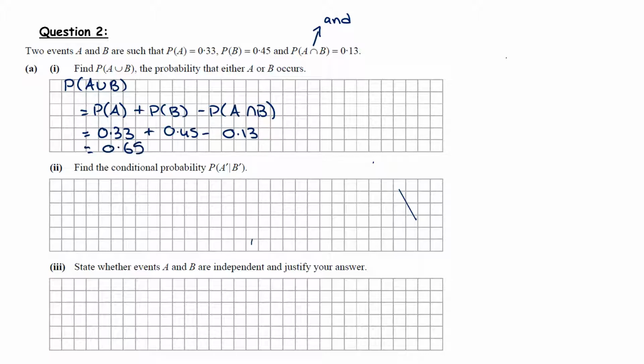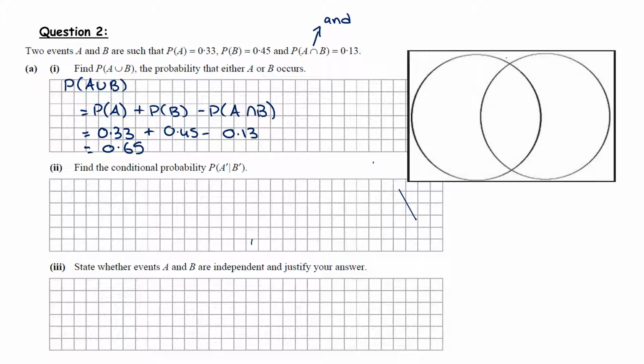Now, where that formula is coming from is if we look at this as a Venn diagram. So here's my Venn diagram. I'm going to label this one A and I'm going to label this one B. First thing I always fill in is my intersection. So I have 0.13 here, which means my A is 0.33, which leaves 0.2 for here. And my B is 0.45, so only 0.32 appears down here. And if I add all that up and take it away from 1, I figure out that 0.35 exists outside.